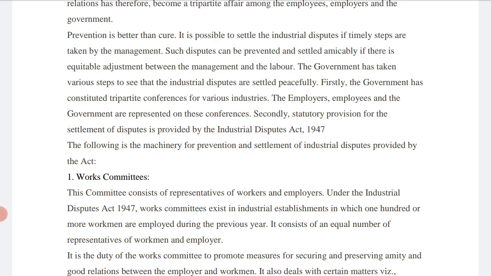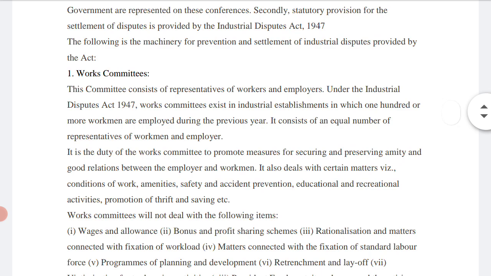The first thing is the works committee. What is a works committee? This committee consists of representatives of workers and employers. Both employers as well as employees are included in works committees.